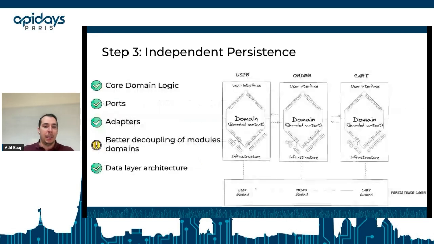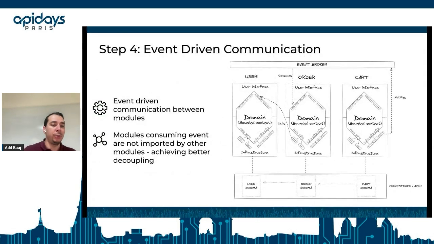Okay, so now we're getting better, since we have even some better decoupling in our data layer. Our final step would be to achieve better resilience, because we didn't talk about resilience yet.